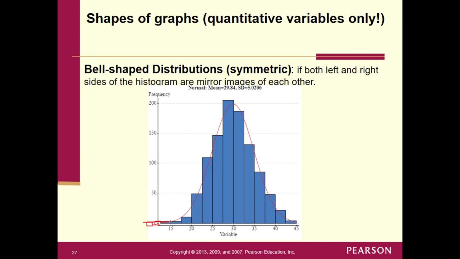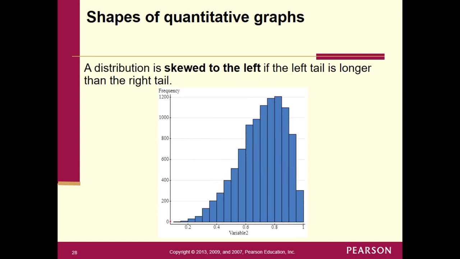And that's what you're going to get from real data. These aren't real data, they're models. Models could be perfectly symmetrical. Real data, okay. All right, so we have bell-shaped. That's symmetrical. What else could we have?